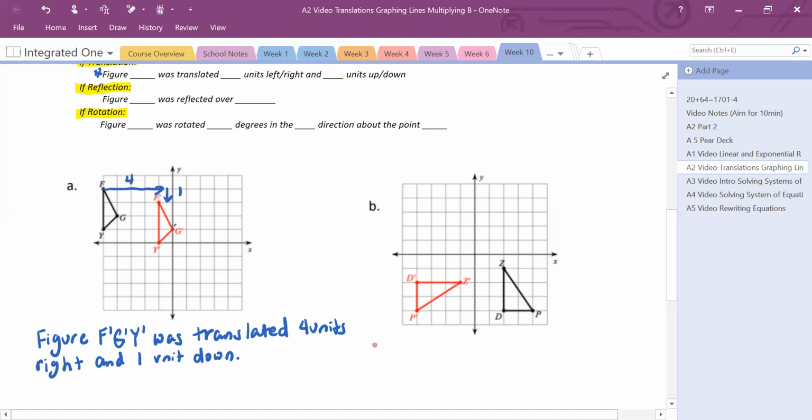So we're going to use this sentence right here. So figure, again, we're looking at the red shape figure. We'll say D prime, Z prime, P prime was rotated. It looks like it's rotated clockwise.